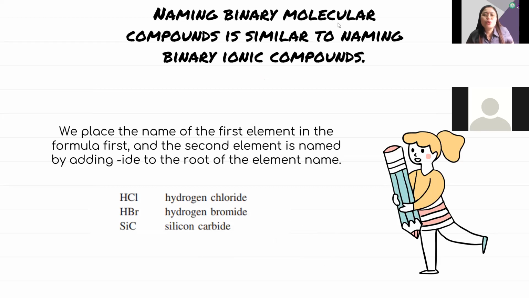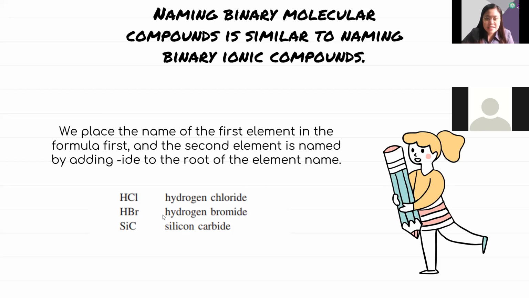Actually, similar lang to the naming of the binary compounds. We just name the first element in the formula, and then the second element, ang iyahang ending, i-change gihapon nato into IDE. So we have an example here, HCl. Ang common name ni HCl, we can call this hydrochloric acid, but we can also call it hydrogen chloride. So ang iyahang second element, i-change sa IDE.